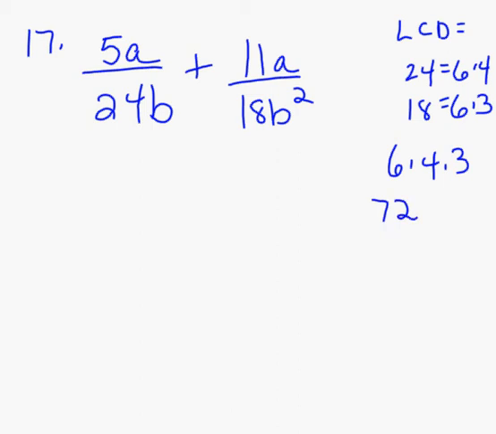And now for the variable part, when the base is the same, you take the higher of the exponents, so 72b squared is going to be my LCD. Now, if you can't remember how to get to that 6 times 4 times 3, remember you can always take the larger of your two denominators and start multiplying it.